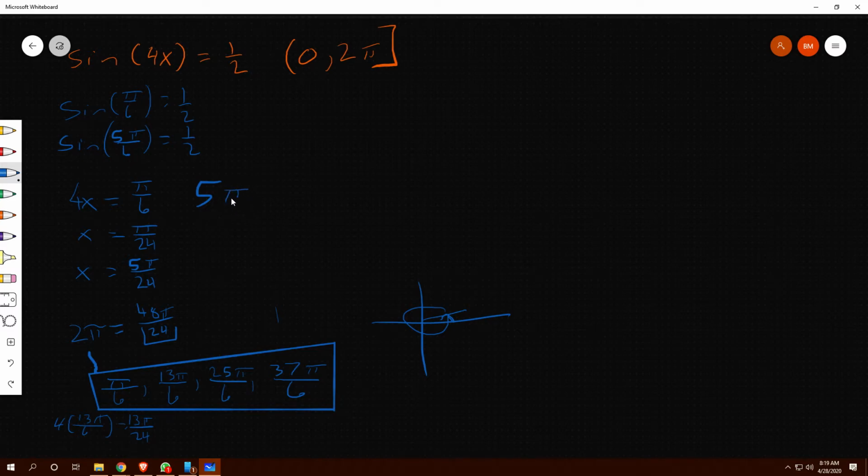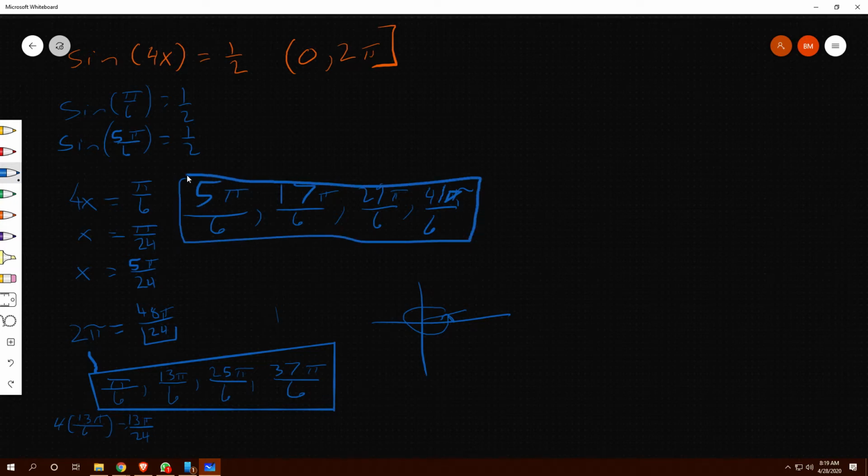Now I'm going to do 5 pi over 6. I'm going to do the full revolutions for it. I'm going to add 12. So we have 17 pi over 6. I'm going to add 12 again. That's going to be 29 pi over 6. I'm going to add 12 again. It's going to be 41 pi over 6. If I try to add it again, I would get 53, which is again above 48, so I can't use it. So for each of these values, there were 4 answers that would satisfy. So the total answer here is 8. That's our answer for this problem.